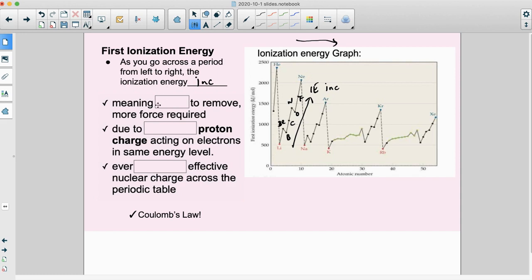Okay, meaning that it's harder to remove that valence electron. That's due to increased proton charge, increased nuclear charge acting on the electrons, and ever increasing effective nuclear charge across the periodic table. Again, Coulomb's law, right? If we have higher charges, we get more attractive force.